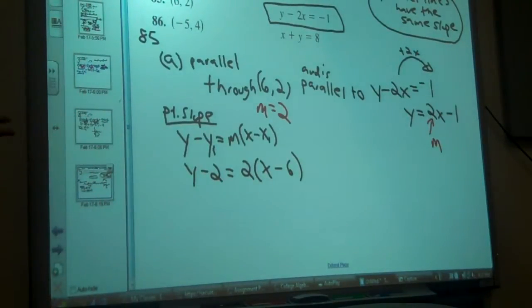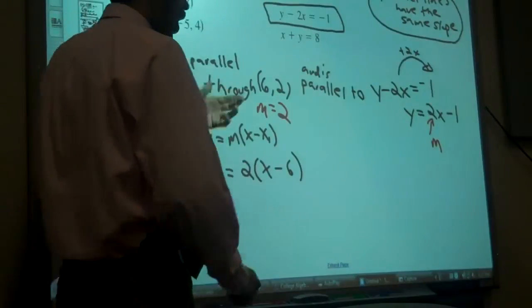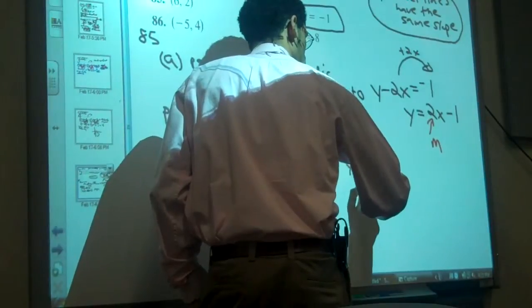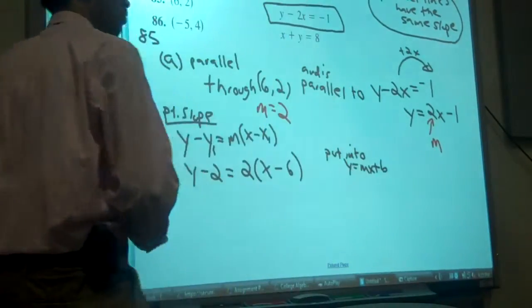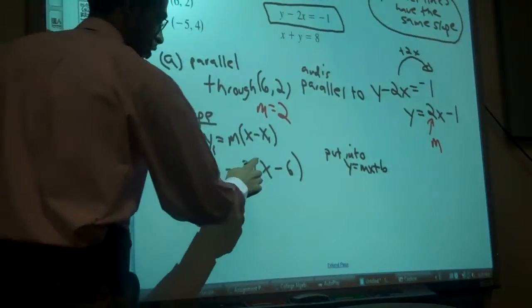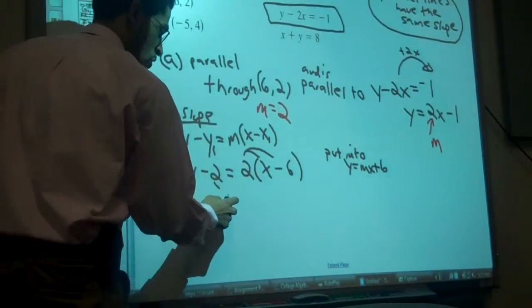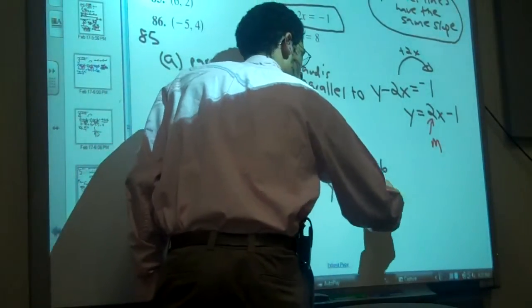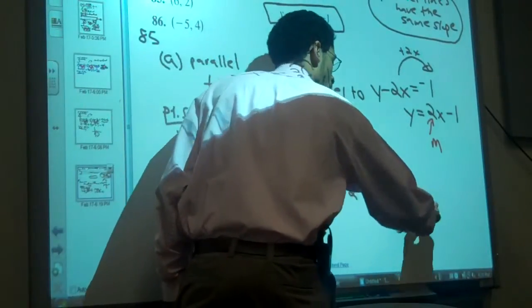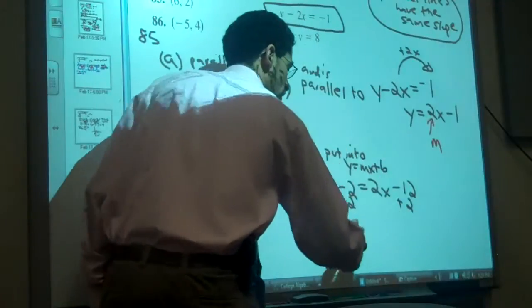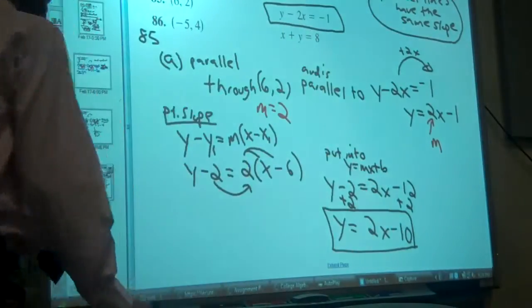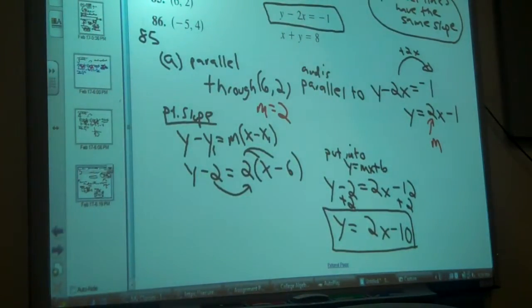On an exam or in the homework, they might not want it in that form. They might want it in a different form. They might want y equals mx plus b. And so we distribute this 2 across, and we shift this 2 over to the other side. y minus 2 is 2x minus 12. Add the 2 over, and then you're done. 2x minus 10. That's the parallel line.